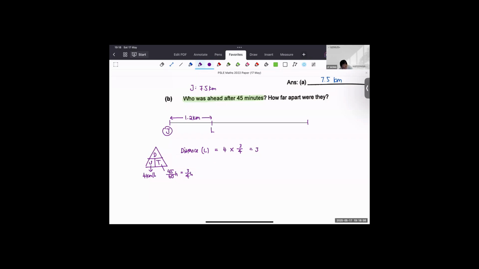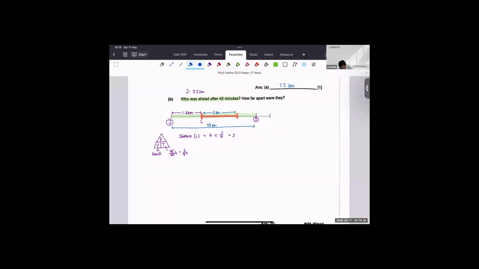So that means, look carefully. For Jane, she stopped here. That is 7.5. For Linda, if you look carefully, she only traveled 3 kilometers. So this is Jane. This is Linda. Then for Jane, this entire thing, where she stopped, is 7.5 kilometers. So who was ahead? Of course, it was Jane.